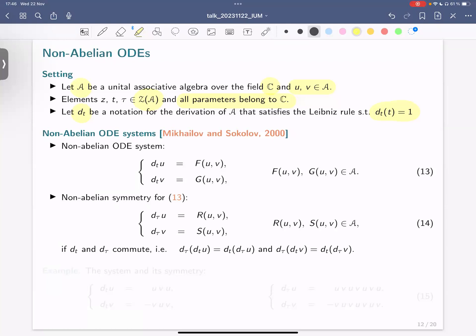Yes, we just want to have not only elements u and v from our algebra, but also u prime, u double prime, and so on.